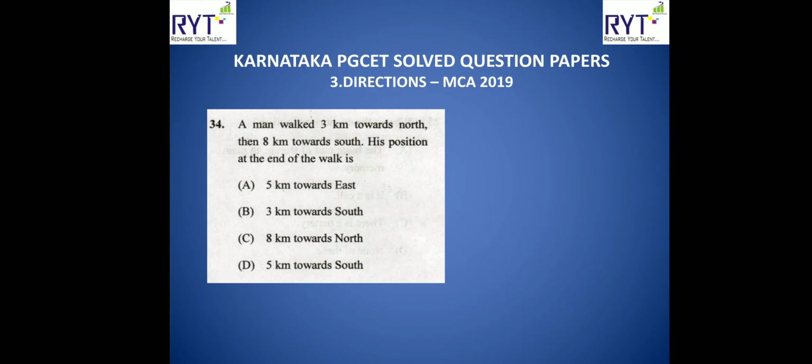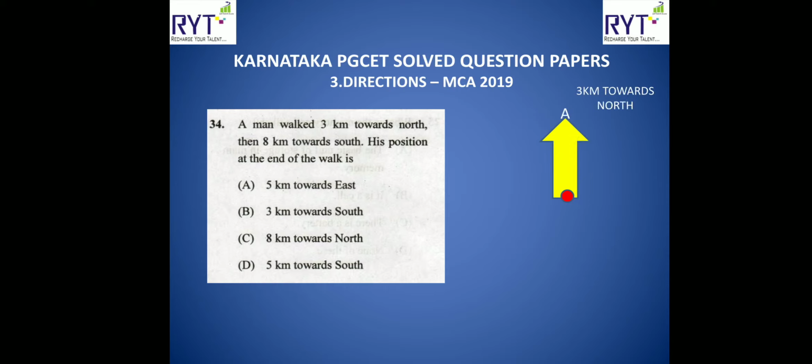Let us go to the next question. A man walked 3 km towards north, then 8 km towards south. His position at the end of the walk is, okay. Let us assume this is the starting point. Remember, in all these direction related questions you should have a starting point somewhere. You can make it as O or something like that for your understanding.